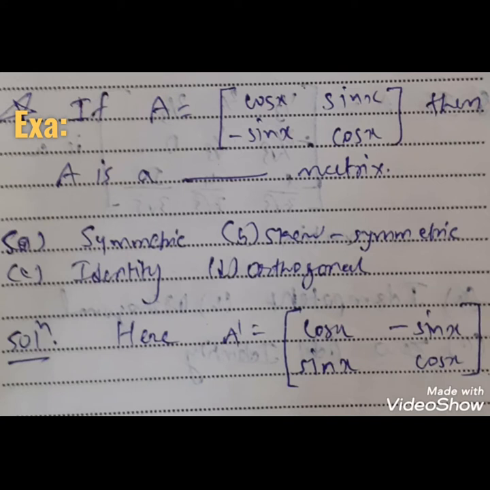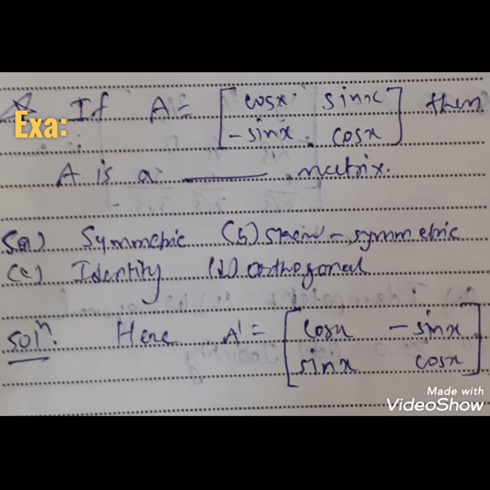Here matrix A, which is of order 2 by 2, contains the elements cos x and sin x in the first row, and minus sin x and cos x in the second row. Then which type of matrix is this? The first option is symmetric matrix, the second option is skew symmetric matrix, the third option is identity matrix, and the fourth option is orthogonal matrix.